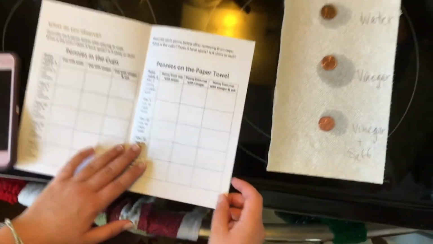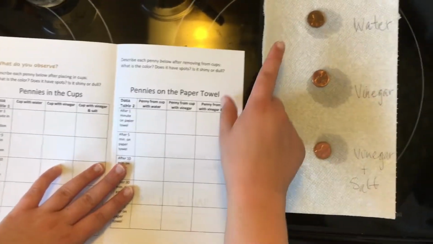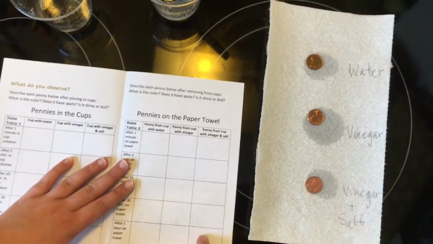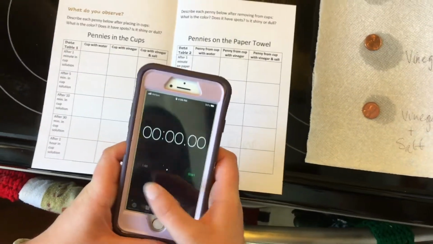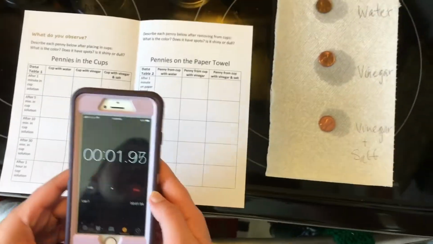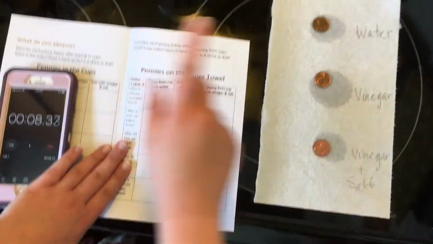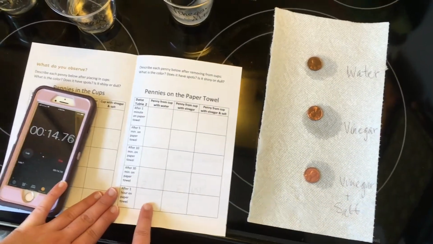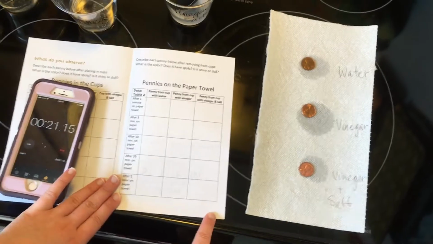So now what we're going to do is on our second data table, we're going to do a very similar thing. So again, like I just said, you went over what your pennies look like, so you want to describe that here and answer these questions. And then we're going to start with this data table. So we reset our timer and we're going to do the same thing. We're going to observe the pennies now out of the cups and on the paper towel, and after 1 minute, 5 minutes, 10 minutes, 30 minutes, and an hour, we're going to again write down our observations on what they all look like and fill this chart.